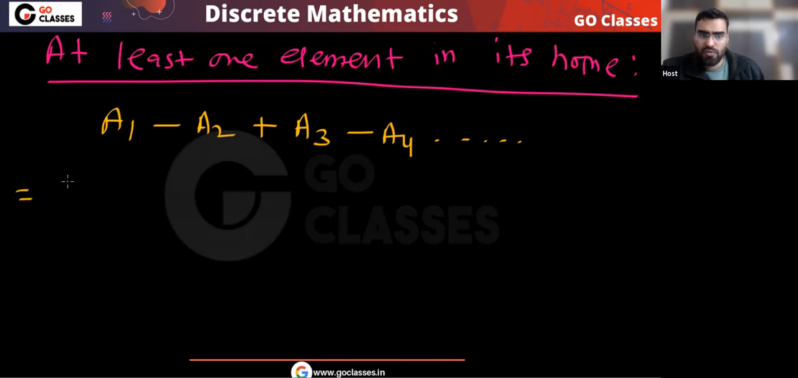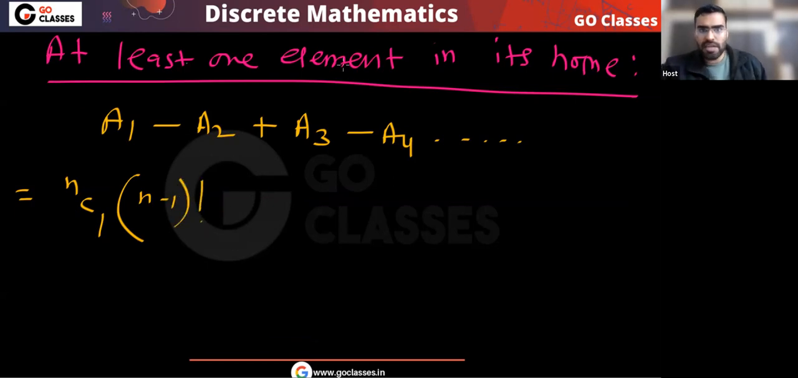Like which element? So first of all, nC1. Which element are you choosing? Okay, so select one element. Now that should be in its home. The remaining elements you can put in (n minus 1) factorial ways. Yes or no? See, this is a very simple point. I'm saying that this is (n minus 1) factorial.